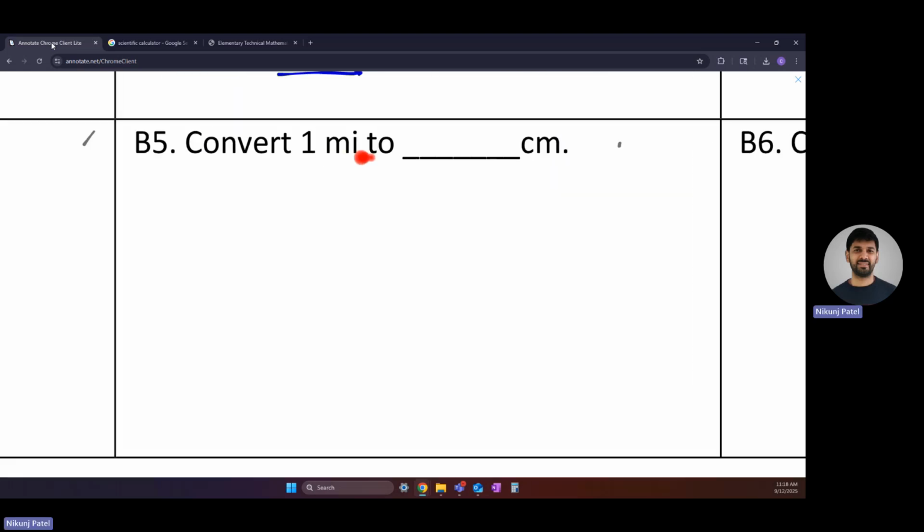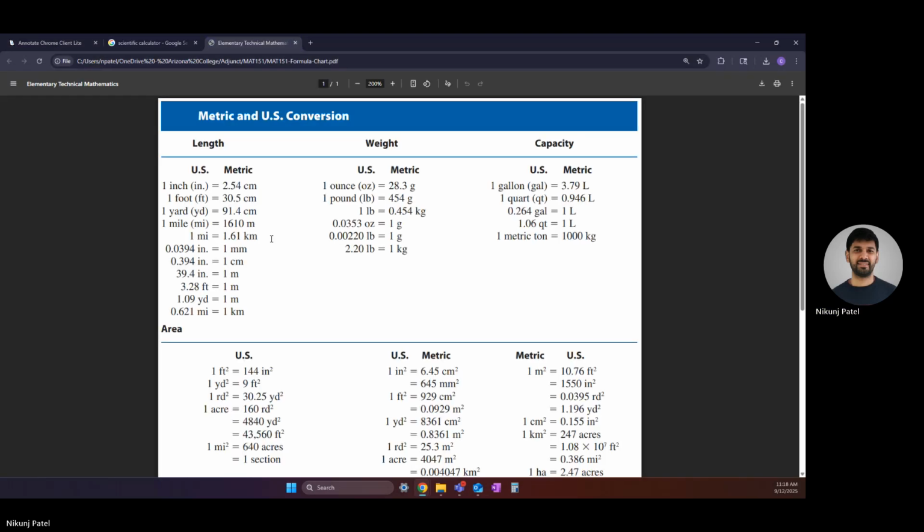We're going to convert from miles to centimeters on B5. And we look, we see miles in many different spots, but we don't see centimeters here. So we're going to need 2 conversion factors here. We see miles to meters. We don't see miles to centimeters. So we need to use 2 conversions here. So let's work this one out together.